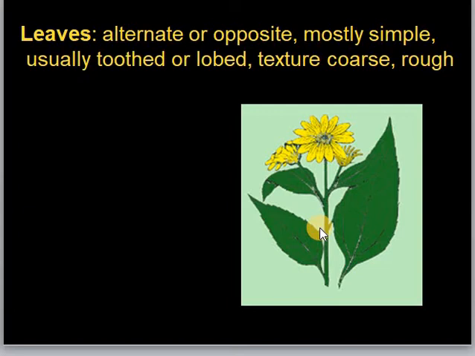If you see their leaves, they are either alternate or opposite, and the leaves will be mainly simple leaves, and the margin will be either toothed or lobed. The margin will have a tooth or lobe on the margin of the leaf blade. And their texture, for example, when we feel the leaf, is something like leathery. Its texture is coarse. It's not smooth, but it is rough. It's coarse or rough type.